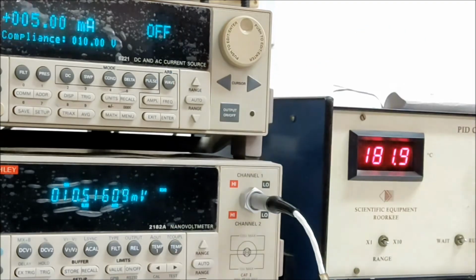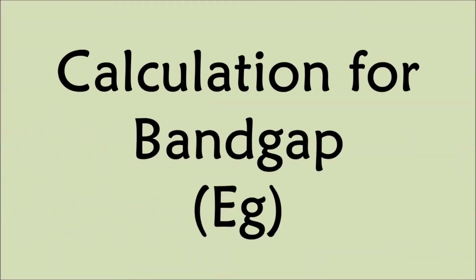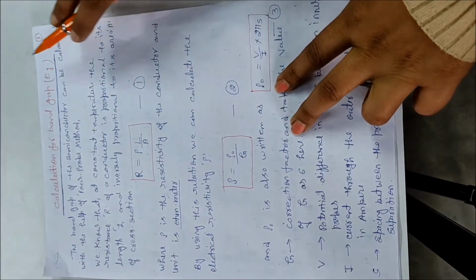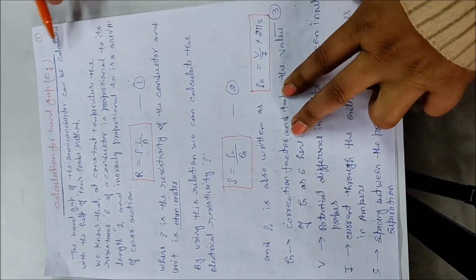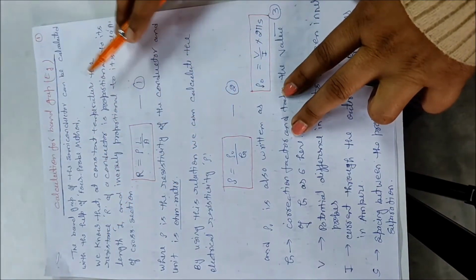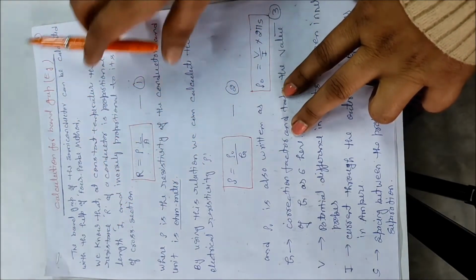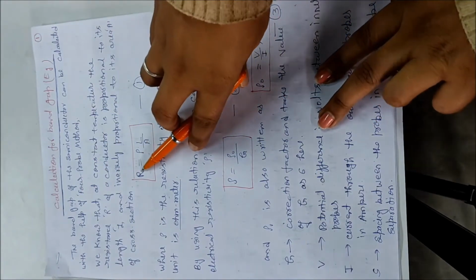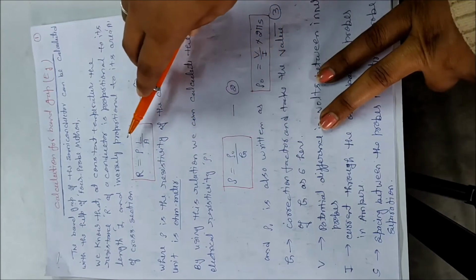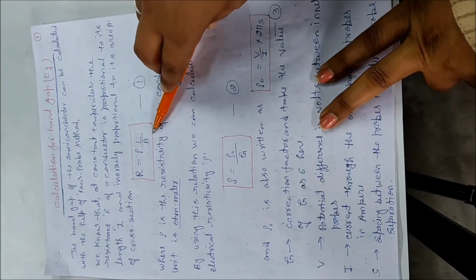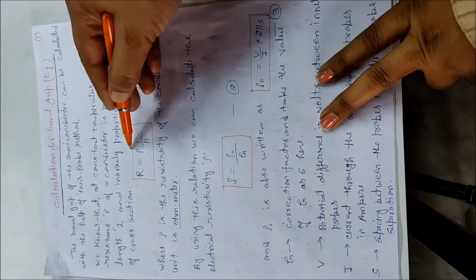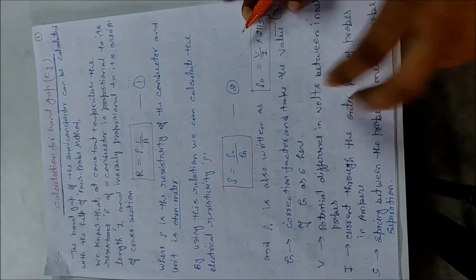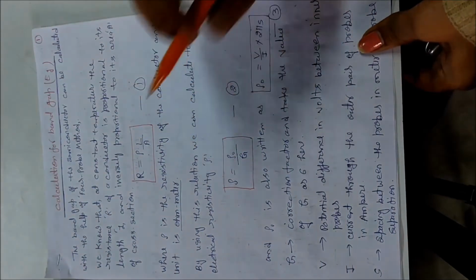Now we discuss the calculation of the band gap and how to calculate the resistivity of the material. We already discussed the band gap and the semiconductor, and we know that the resistance is directly proportional to the length of the conductor and inversely proportional to the area, where rho is the proportionality constant, known as the resistivity of the conductor, and the unit is ohm meter.